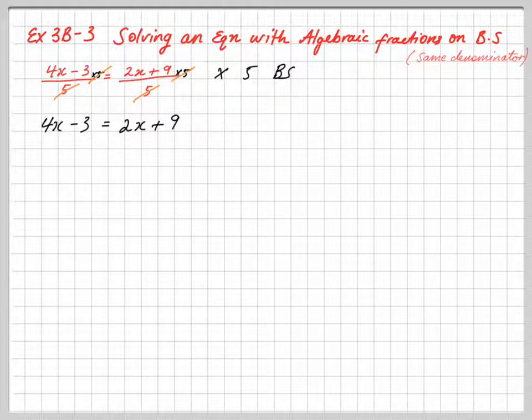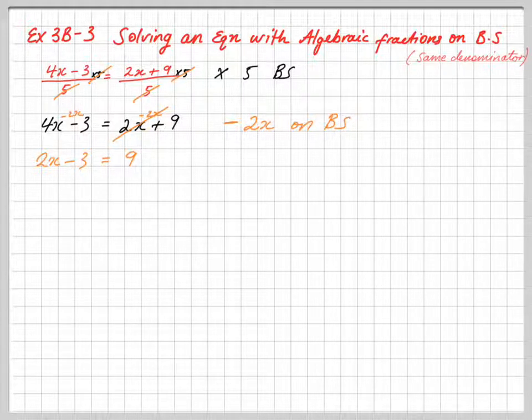So let's do that. How do we eliminate 2x? Well, I'm going to minus 2x on both sides. So the step that we did was minus 2x on both sides. Let's get that done. 2x take away 2x is 0. Let's start from left to right. 4x take away 2x is 2x, and we're left with 2x minus 3. And obviously this is 0, so we're just left with 9.